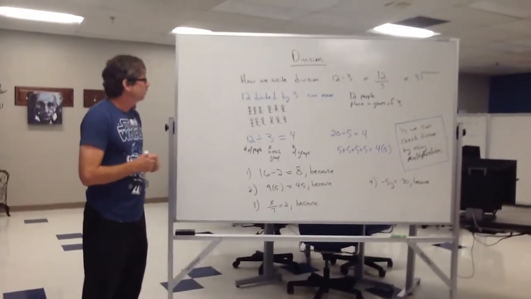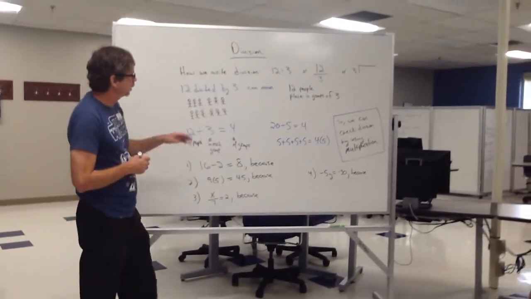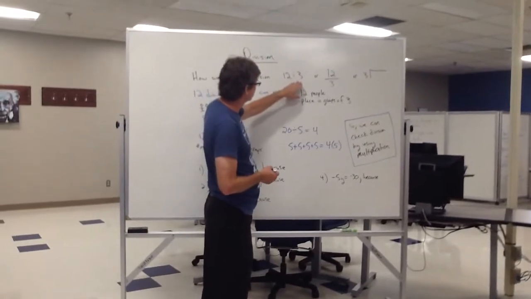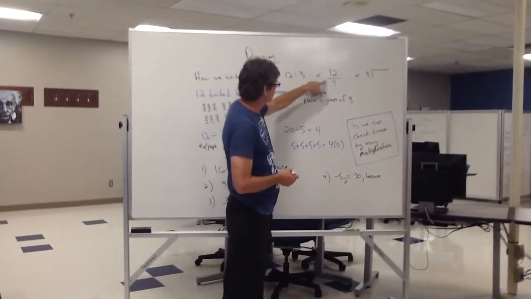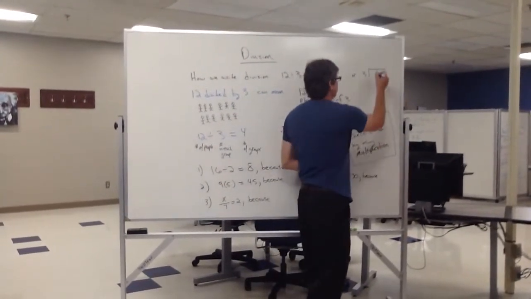Tonight we're going to do a lesson on division. And how we write division, there are, again, three ways to write division. 12 divided by 3, that's the more common way of doing it. Also, we can use a fraction bar to represent the division symbol, 12 divided by 3, or we can write 3 goes into 12.